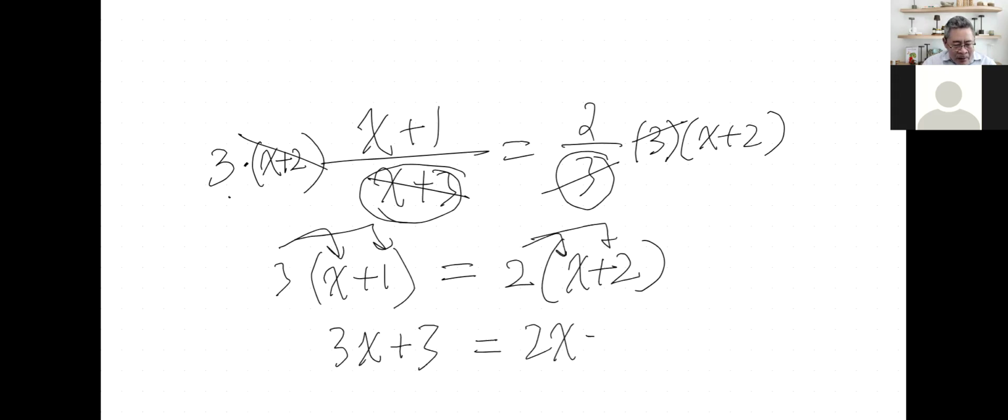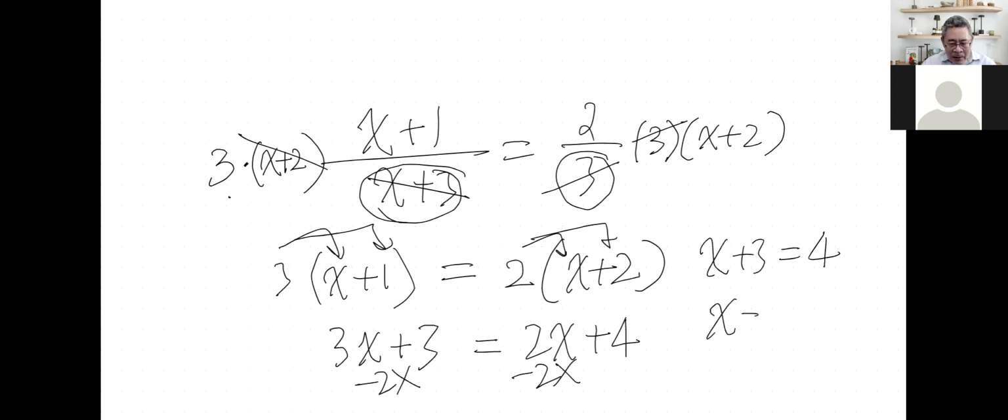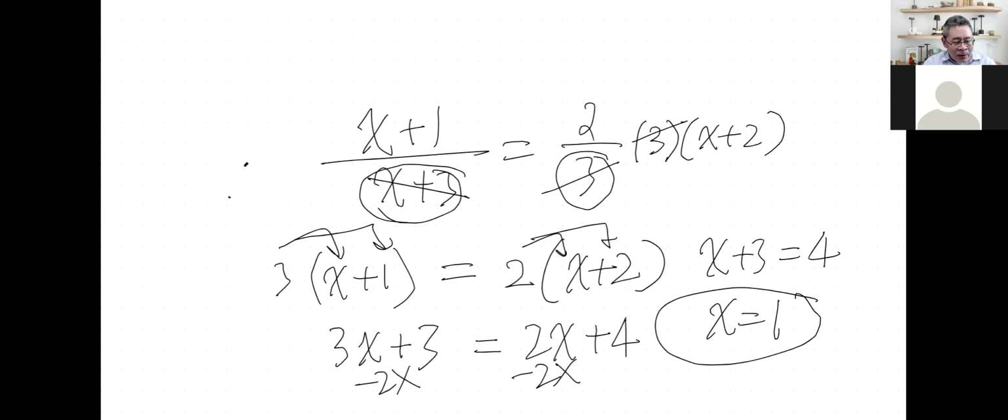And then minus 2x on both sides. And we got x plus 3 equal to 4, and x equals 1. Now we found it, then we have to actually go back to check. So go back to the original equation to check, make sure we didn't make any mistake along the way.